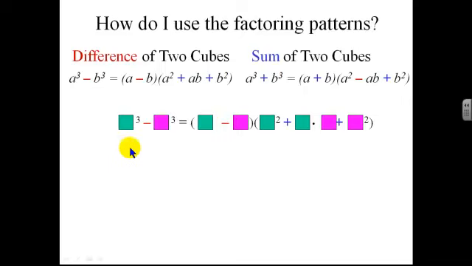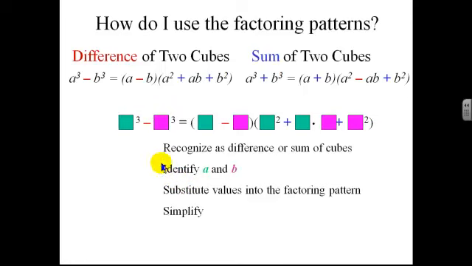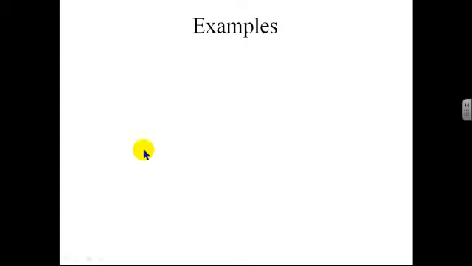Okay, let's look at an example here. So notice that this pattern sets up what numbers I plug into. So the first thing is recognize as a difference or a sum of cubes and identify A and B. So this one was a difference of cubes. And then I'm going to substitute my values into the factoring pattern and simplify. Now let's look at an example of this. I have 27x cubed minus 8.